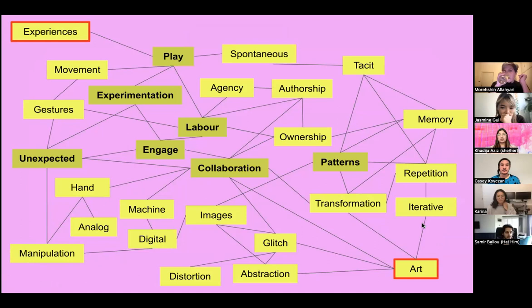I've been thinking a lot about how our lived experiences and knowledge shape our life and our art in ways that we know or do not know. Some key concepts that I've been pondering and making art about over the last decade are play, experimentation, labor, engage, unexpected, collaboration, and patterns. It's really important for me to come up with these keywords to remind myself where I'm coming from in terms of my art practice and where I might want to go.